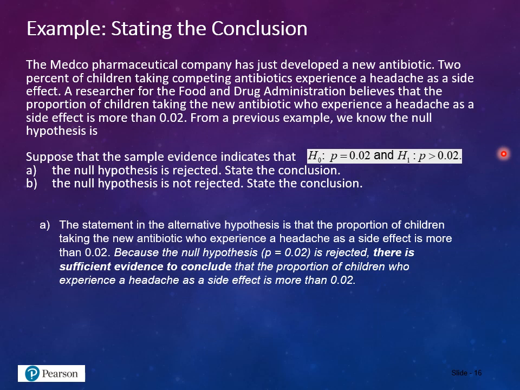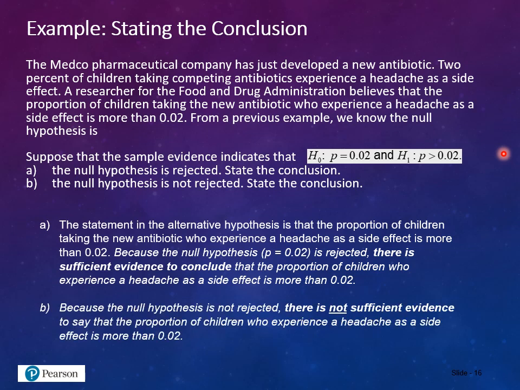The second one is the null hypothesis is not rejected. How would you state that conclusion? Because the null hypothesis is not rejected, there is not sufficient evidence to say that the proportion of children who experience a headache as a side effect is more than 0.02. So notice this, really the stating of the conclusion, it really starts after the comma. There is not sufficient evidence. And here as well, there is sufficient evidence. Really, the last phrases in these are the statement of the conclusion.